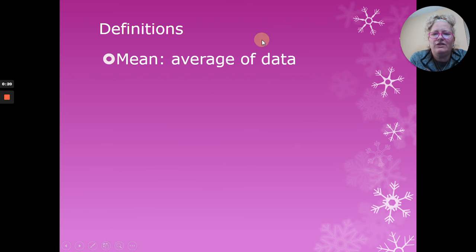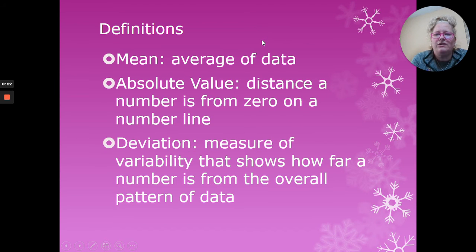Okay, so our definitions. If you look at mean absolute deviation, mean, we should remember, is the average of the data. Absolute value comes from the beginning of the school year. That's the distance a number is from zero on a number line, and that's always positive. Deviation is a measure of variability. So that's, remember, spread or difference, range, that shows how far a number is from the overall pattern of data. So if you will pause and copy those vocab for me.